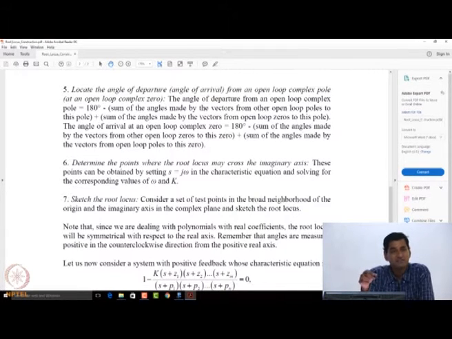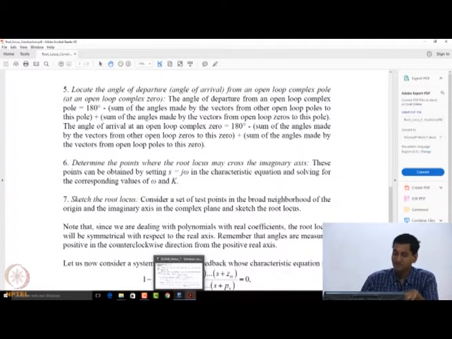Please note that step 5 applies only when we have a complex conjugate open loop pole pair or complex conjugate open loop zero pair. In the example that we just started off with, there were 2 open loop poles, both real, so step 5 did not apply to that problem. Step 6 is what we are going to look at today, and then we will complete the root locus construction.